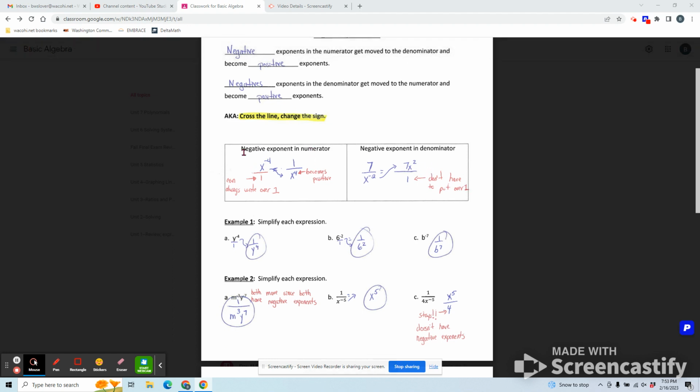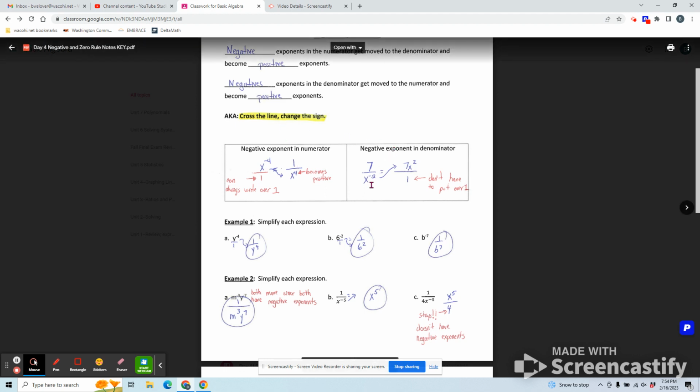Negative in the numerator. So if you have x to the negative fourth, well, you can always write something over 1, which is what I wrote here. So if I put this over 1, now I move what's up here and I move it to the bottom. So now it makes more sense now that there's a top and a bottom. I move it to the bottom. It now becomes positive because I crossed that line.